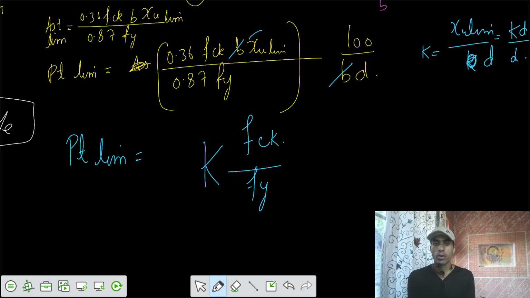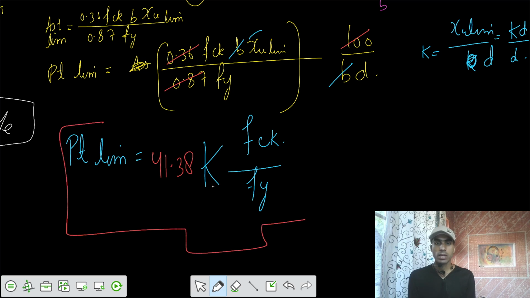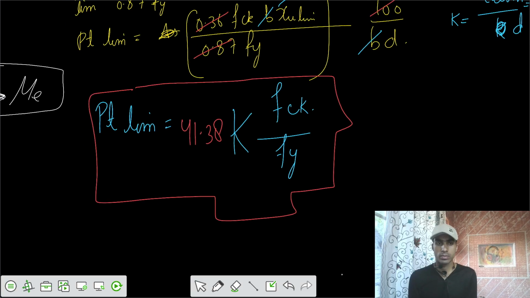And in this part we have the factor that is equal to 41.38. Overall calculation of this one and this one, okay, this is equal to 41.38. So finally your PT limiting is 41.38 K times FCK by FY. This is the limiting condition, that is, what should be the percentage limiting area of the steel with respect to the BD area we have.